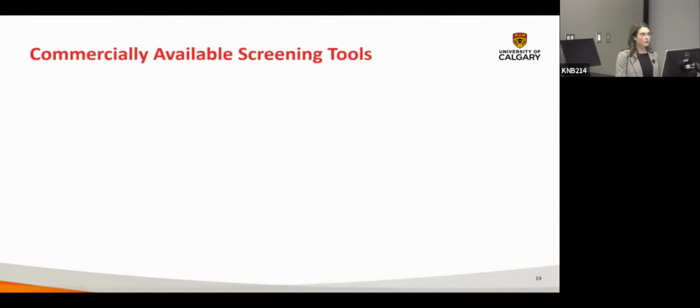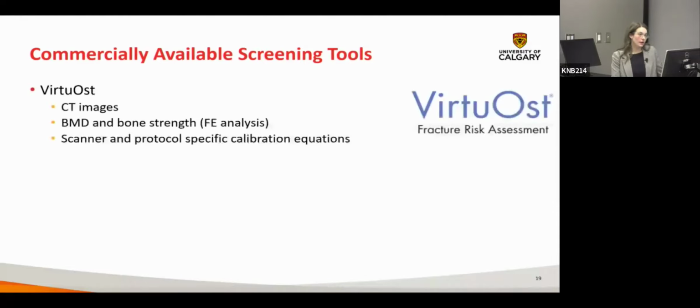So there are some commercially available screening tools I did just want to touch on very briefly. Getting some funny looks here. So the first one is Virtuost. With this commercially available tool, it is using CT images. However, it's a bit of a black box. We don't actually really know how they're doing it. They haven't released details about that.